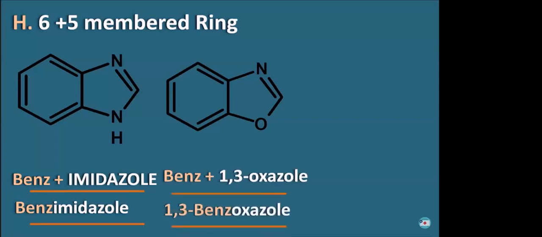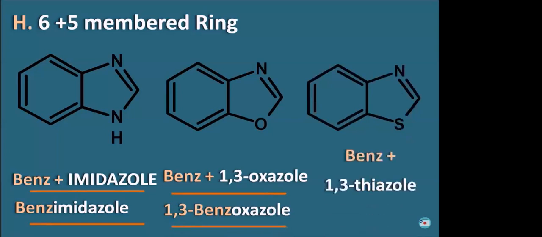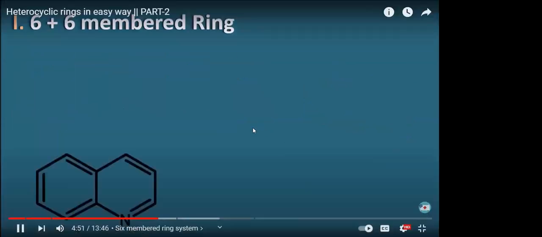Similarly, another one is the benzene with the oxazole. Now here this is the benz plus 1,3-oxazole. So that is the 1,3-benzoxazole. Similarly, the third structure with the sulfur. So again here benz plus 1,3-thiazole. That is a 1,3-benzothiazole. Now let's go with the 6 plus 6 member ring systems.